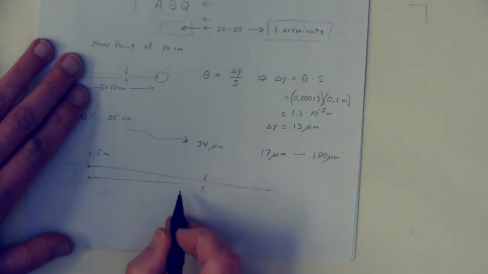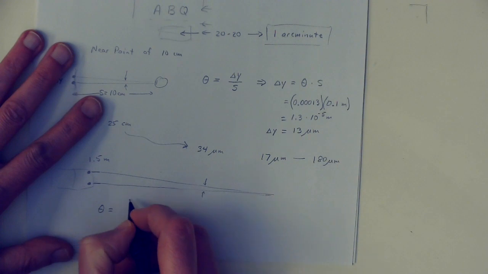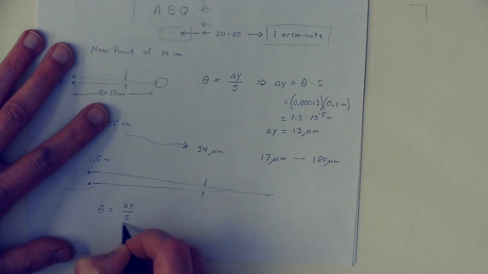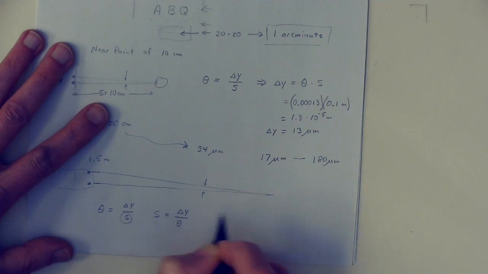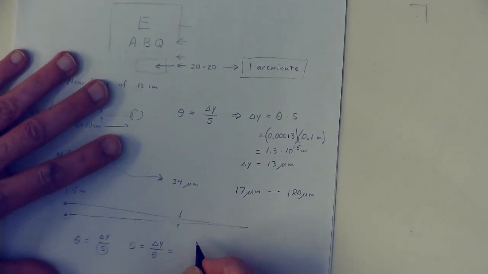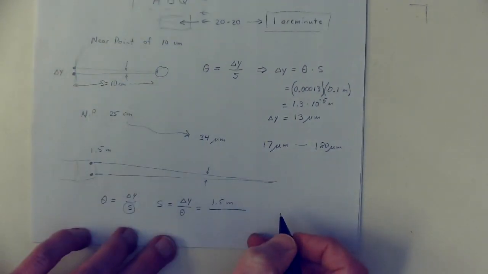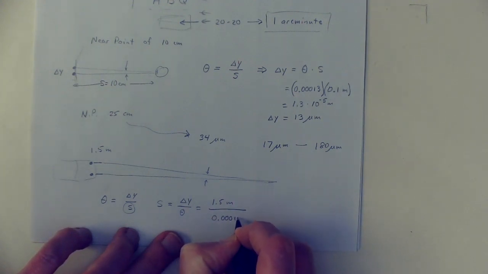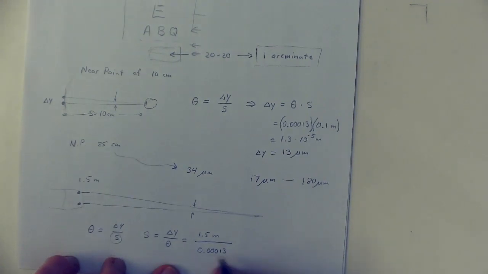So how far away? Now we're trying to get the distance in this case, so it's still the same formula. Theta is delta y, which we should call x in this case, over s. Now we're trying to get the distance, so s is going to be delta y over theta. That would be this 1.5 meters divided by theta, which is 0.00013. There are no units on that one; it's radians, so we can just leave out the units. We'll put this in meters and get a distance in meters.